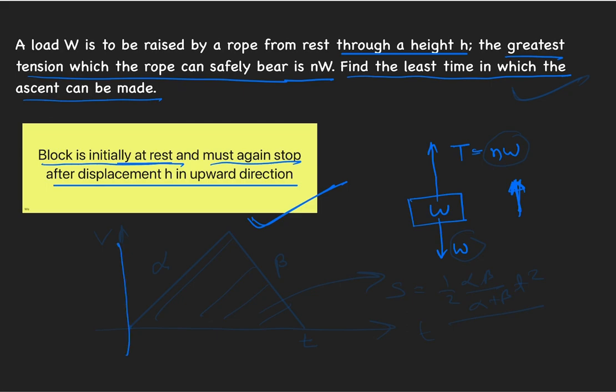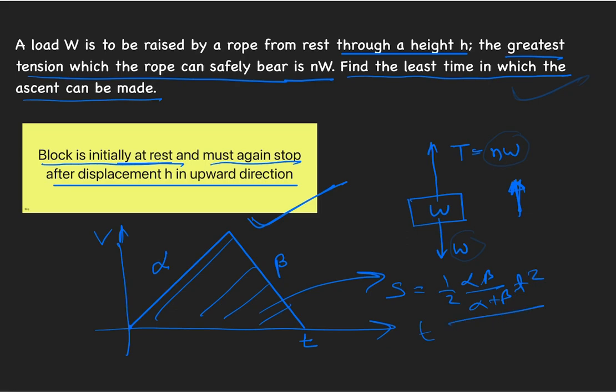So you must have done a question in kinematics where a body, a train, starts from rest and again comes to rest, and it is accelerating at the rate alpha and decelerating at the rate beta, and the total time taken is t. So the displacement in such cases can be given by half alpha beta upon alpha plus beta into t square. So you have to apply all this concept and solve this problem. Now let us look at the solution.